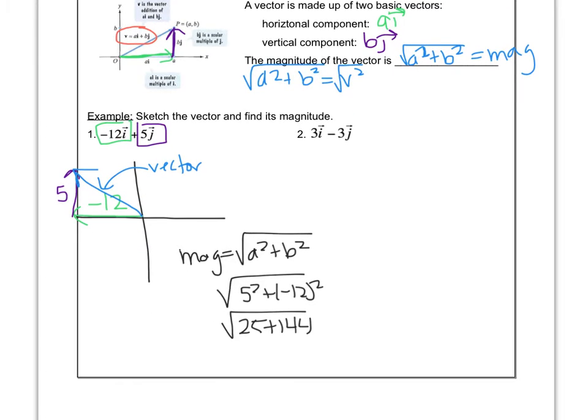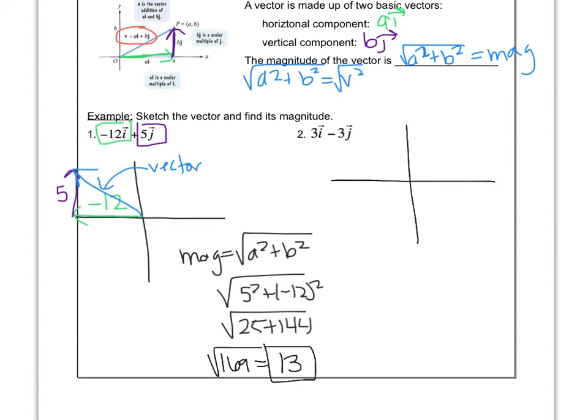You get the square root of 169, which means our magnitude for this particular one is 13. If you'd like to pause it for a moment and try number 2 on your own, I would encourage you to do that. I'm going to start in 3, 2, 1.